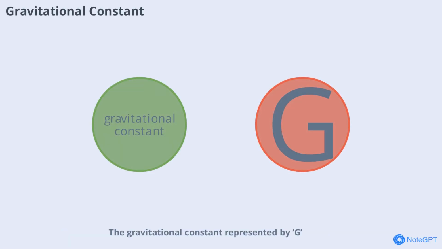The gravitational constant, represented by G, is a key part of Newton's law of gravitation. It's a fixed value that determines the strength of the gravitational force between two objects. The value of G is approximately 6.674 times 10^-11 N·m²/kg². This tiny number shows that gravity is actually a very weak force compared to others, like electromagnetism. However, because gravity acts on all mass, its effects are significant on large scales.